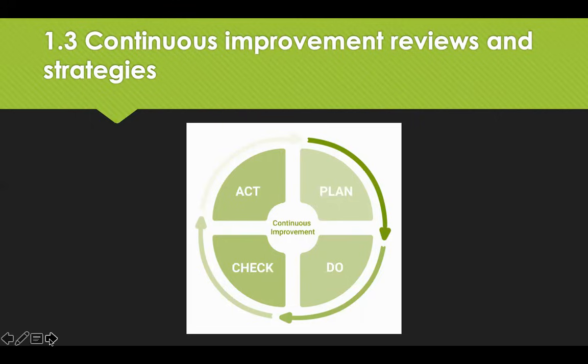The P for plan is to identify the problem or opportunity for change. In the do phase, we develop and test a potential solution. In the check phase, we measure how effective the solution was and determine if it can be improved any further. And then in the act phase, we implement the successful change on a wider scale and continue to assess the results.